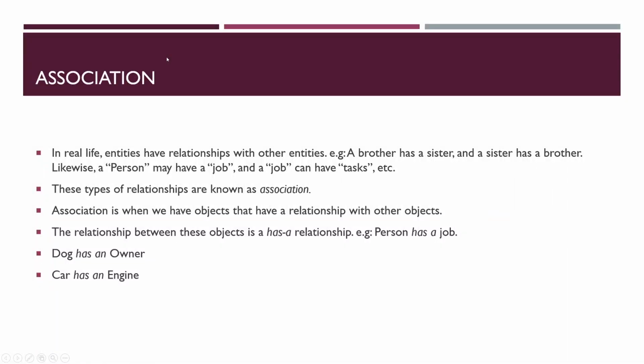Alright guys, so we're back with part 3 of our object-oriented programming with JavaScript series, and we're going to talk about association, aggregation, and composition in this episode. So, in real life, entities have relationships with other entities. Basically, objects have relationships with other objects.